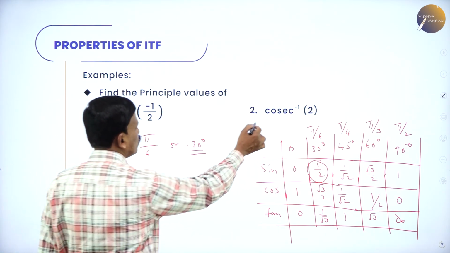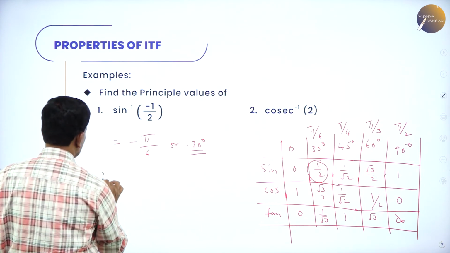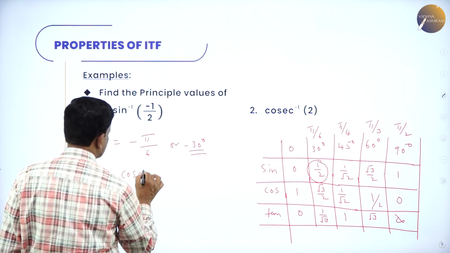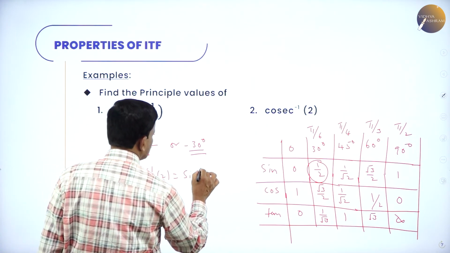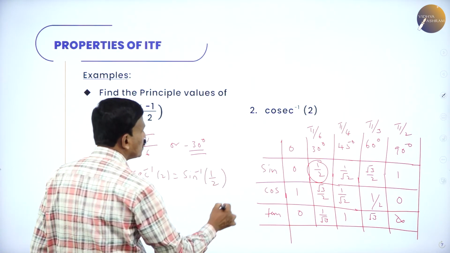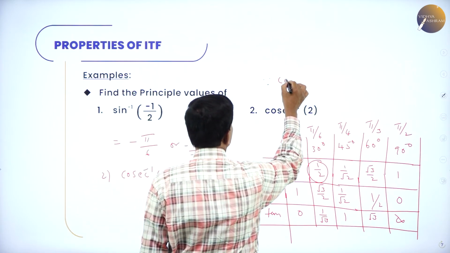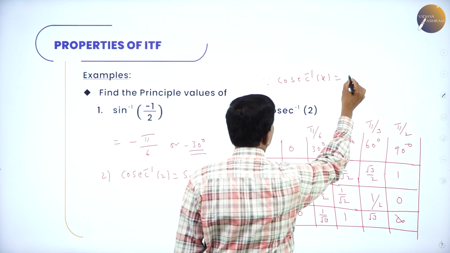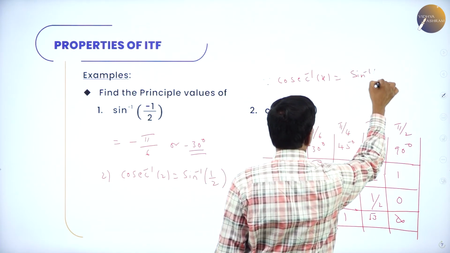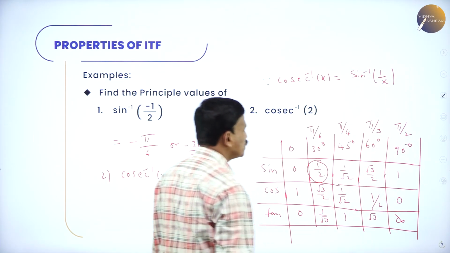Come to the second problem, cosecant inverse 2. Cosecant inverse 2 can also be written as sine inverse of 1 by 2, because you know this formula, cosecant inverse x is also equal to sine inverse of 1 over x, the reciprocal relations.